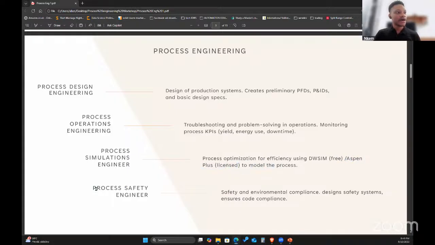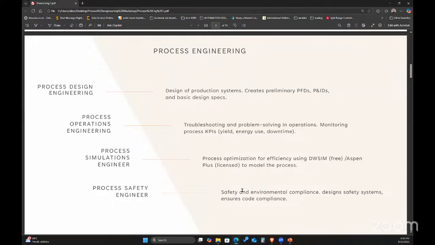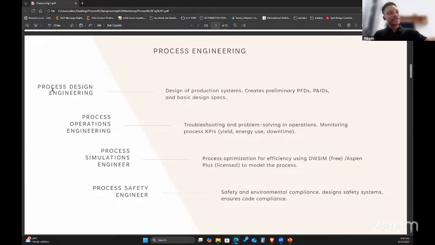Okay, so we have process safety engineer, which some of us already are in this area, either in IT or in industrial training. Process safety engineering has to do with safety and environmental compliance, and also the safety design systems ensure code compliance. They actually have to do the checks in your P&IDs, ensure that your plant has safety considerations. Okay, so all these are process engineering roles which you have the opportunity to get yourself into.